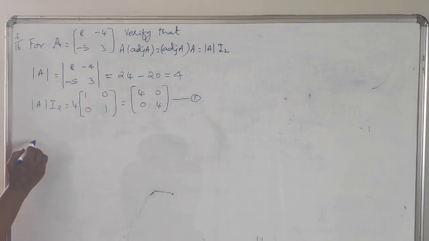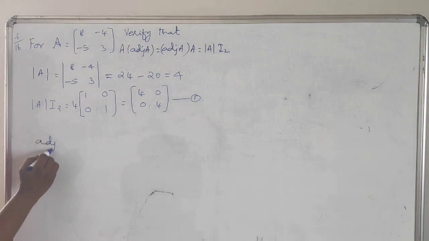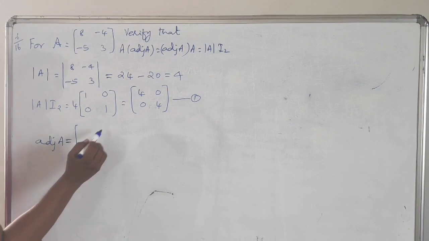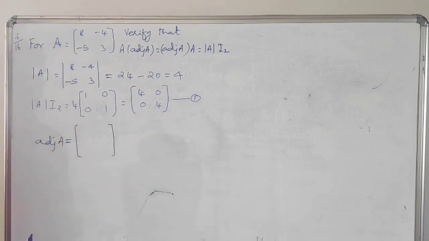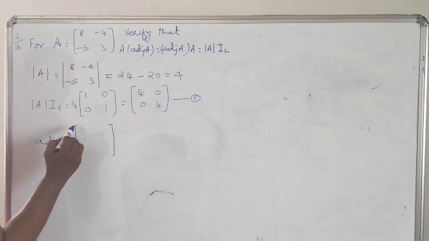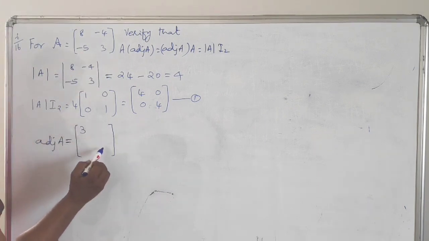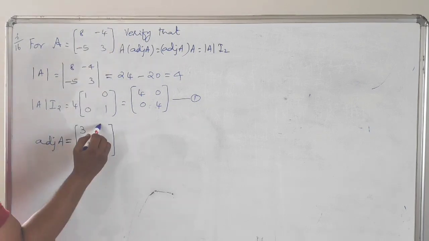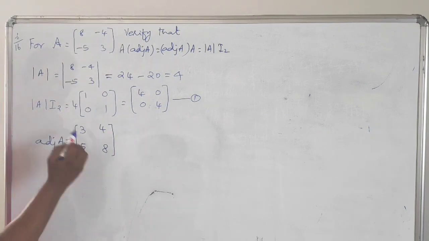Therefore the adjoint of this matrix A. Now A is a 2 by 2 square matrix. Hence, if it is a 2 by 2 matrix, the adjoint of A can be found by a short method: interchanging the elements in the leading diagonal. We can interchange 3 here and 8 here, and just change the sign of the anti-diagonal. You can say 4, this is 5. Now this is adjoint A.